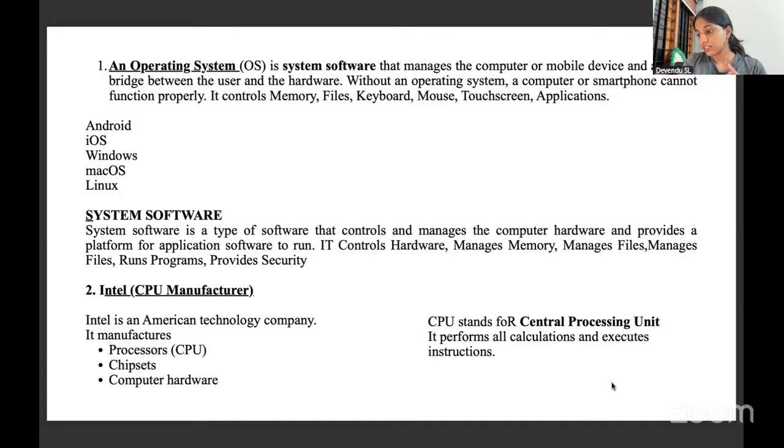What an operating system actually means is that it is the bridge between the user and hardware. Me as a user, I cannot directly communicate with a computer. It has its own language, its own operation. So we need a bridge, and this operating system bridges the user and the hardware. Without an operating system, a computer or a smartphone cannot function properly. It controls memory, files, keyboard, mouse, touchscreen, applications, etc.